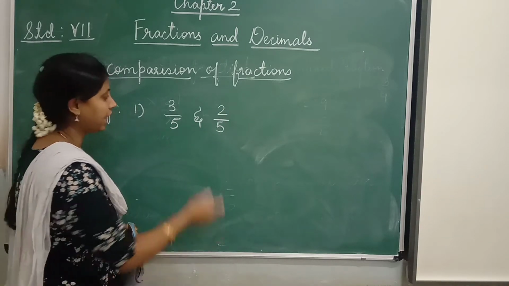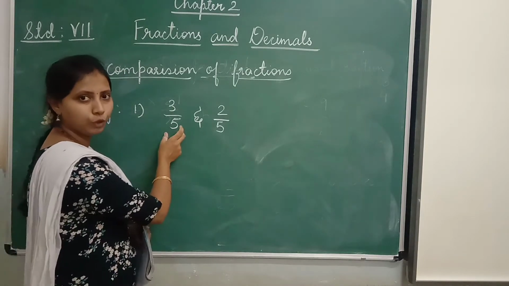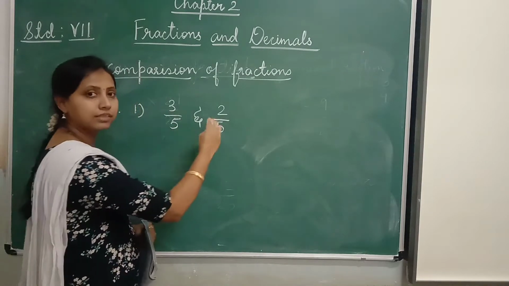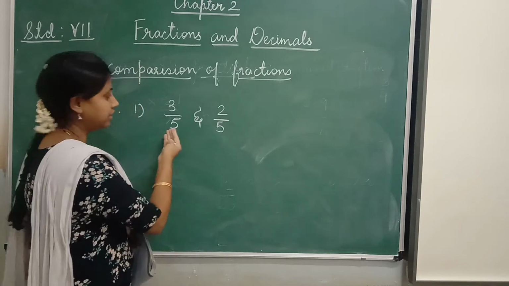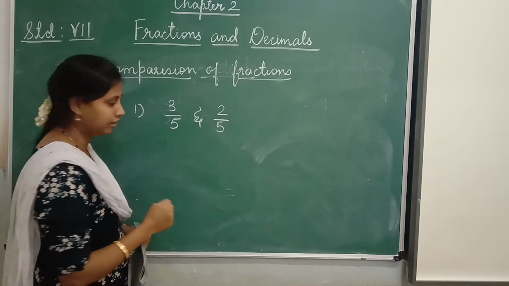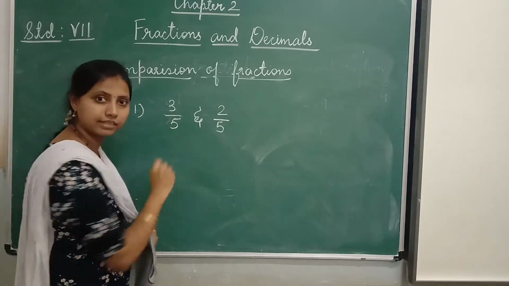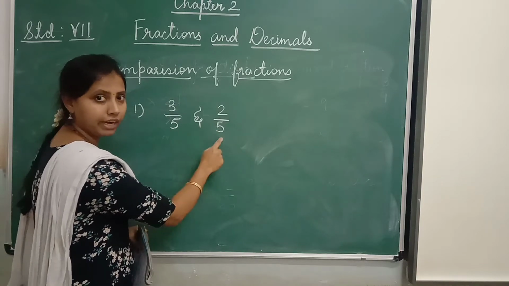Take the example of two apples. This apple is cut into 5 parts. The other apple is also cut into 5 parts. One has 3 parts. The other one has 2 parts. So which is greater? Obviously the student having 3 parts has more. We can find this easily because here the denominators are the same, 5 and 5 on both sides.